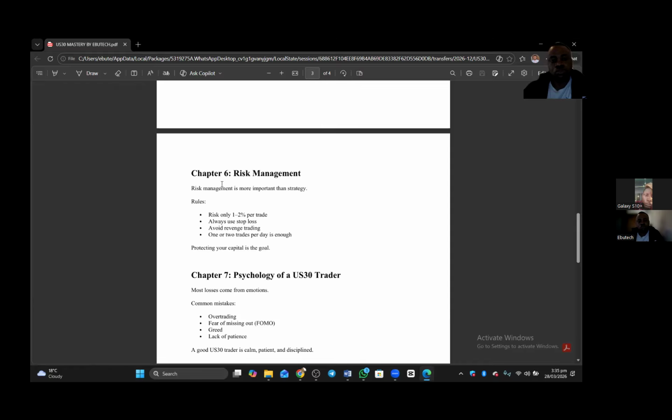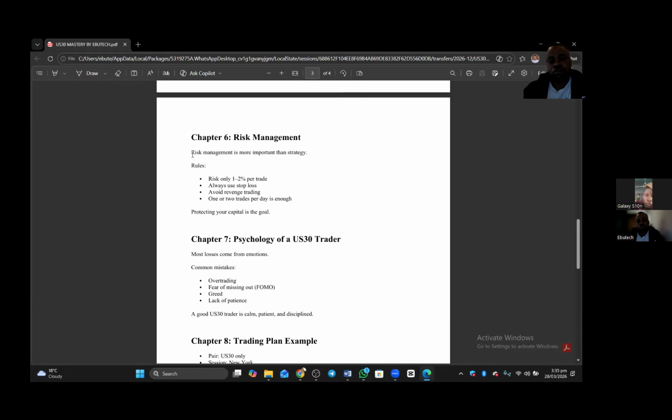So in chapter 6, we have risk management. As a trader, there is what we call risk management, and this is very, very important. Risk management is more important than strategy. Like I said here, risk management is more important than what? Strategy. So in risk management, we have rules that guide us. We risk only 1% or 2% per trade.